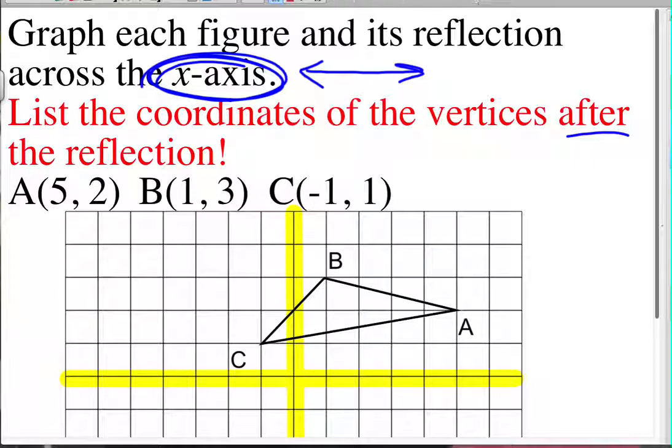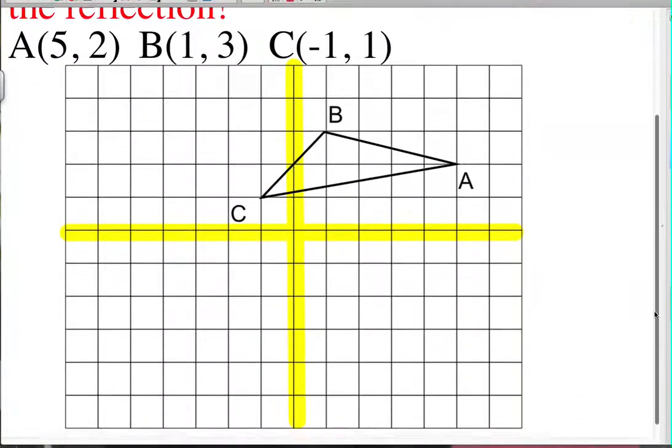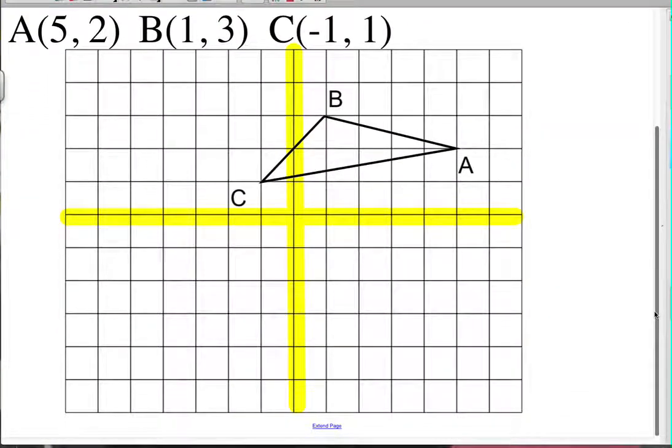All right, so first of all, we have to graph our original shape. Then we have to reflect it across the x-axis. Then we have to list the coordinates, or the ordered pairs, for our new points or our new vertices. So here's the original figure, A, B, C. Just to save some time on this lesson, I went ahead and already plotted A, B, and C.